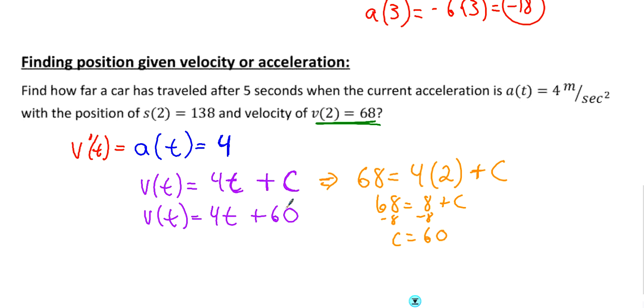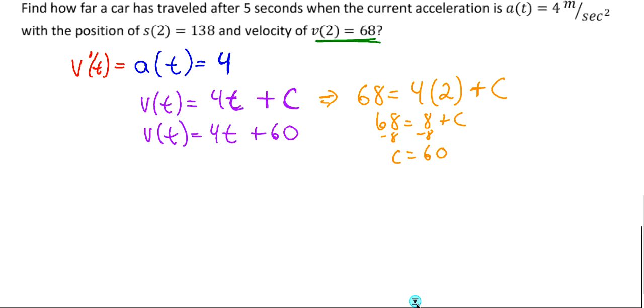But I still need to find position. Well, just like we did with acceleration, we know for a fact that v of t is the derivative of position. So we're going to go backwards one more time. So when we go backwards again to find s of t, what would I take the derivative of to get 4t? Well, that's 2t squared. Because when you take the derivative, you move the 2 out in front, so 2 times 2 is 4, subtract 1, you get t to the first power.